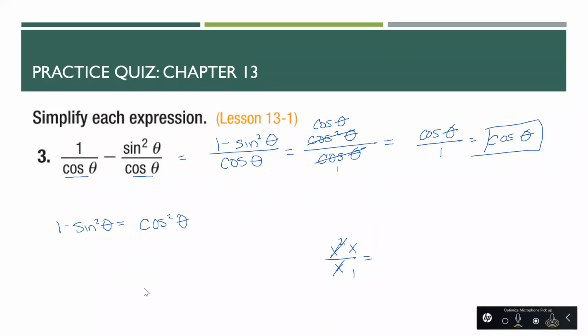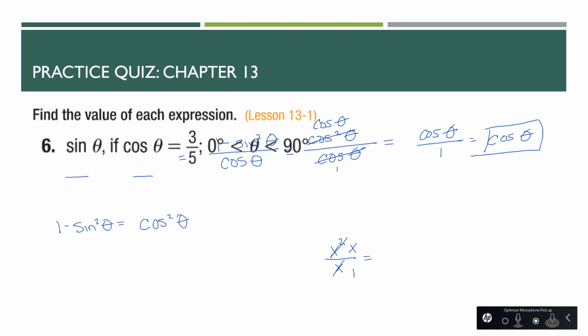So the trick here is getting these Pythagorean identities. And again, these are on page 873. Okay. And then finding equivalent expressions there in order to simplify.